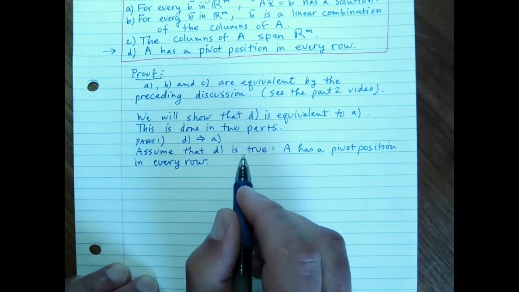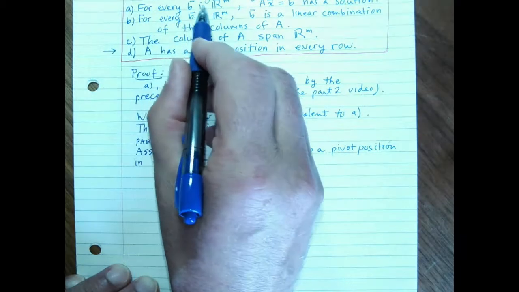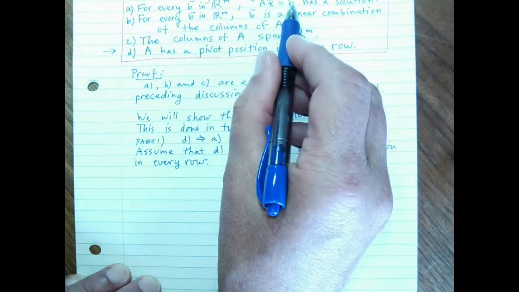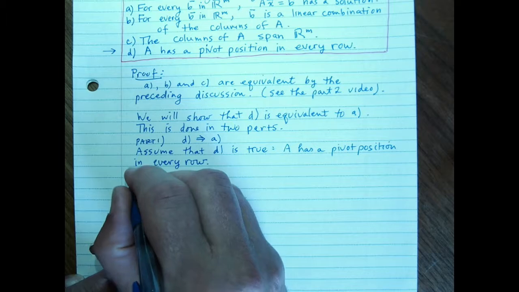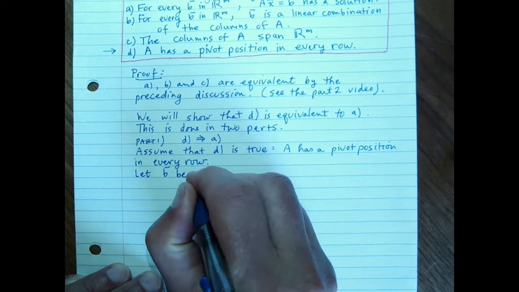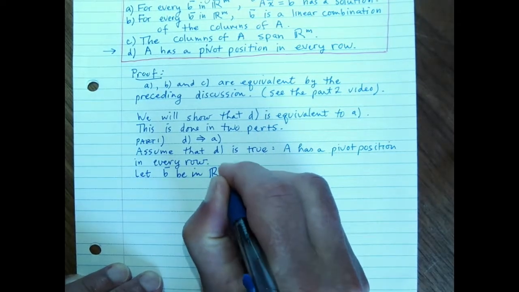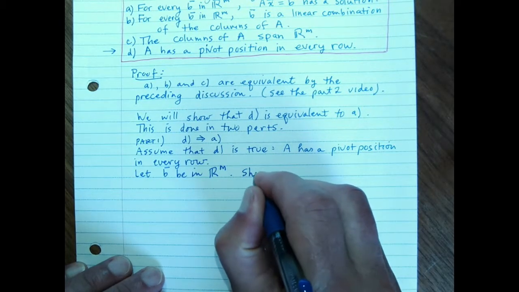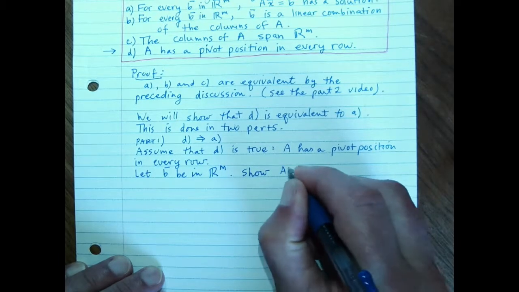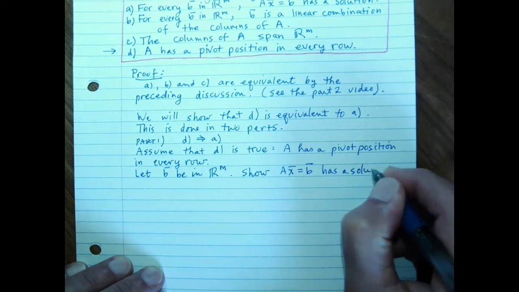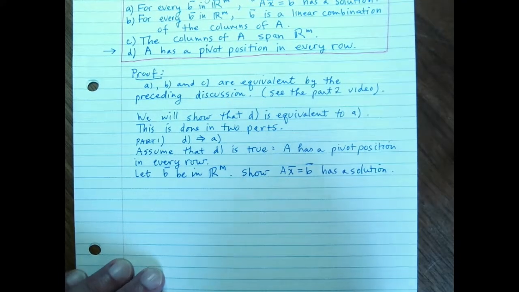And now I want to show that this implies that line A must be true. For every b in Rm, Ax equals b has a solution. So let b be a vector in Rm. We want to show that Ax equals b has a solution. In other words, it's not a no-solution, an inconsistent situation.